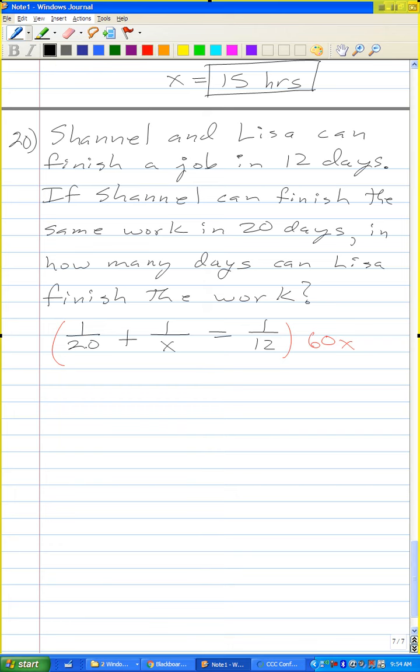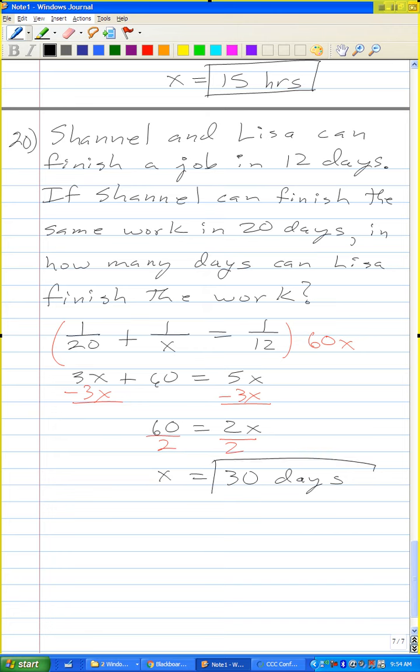And so 60x divided by 20 is 3x. 60x divided by x is 60. 60x divided by 12 is 5x. Subtract 3x from both sides of my equation. So 60 equals 2x. Divide by 2. So x is equal to 30. So the answer is it will take her 30 days.